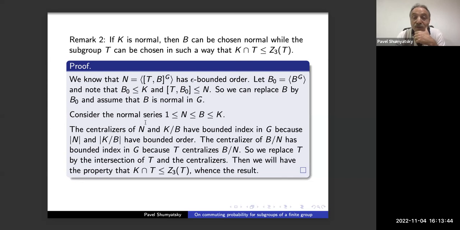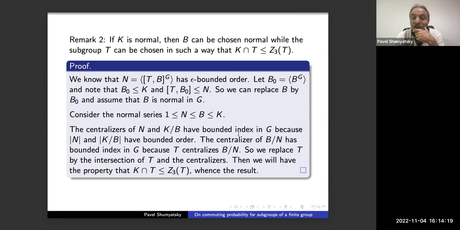But consider the normal series in the subgroup K. So K is a normal subgroup, N is normal, and B is also normal now. We know that the order of N is bounded. We also know that the order of the quotient K over B is bounded, just because B has a small index in K. And therefore, their normalizers have a bounded index in G, just because these are normal sections of bounded order.